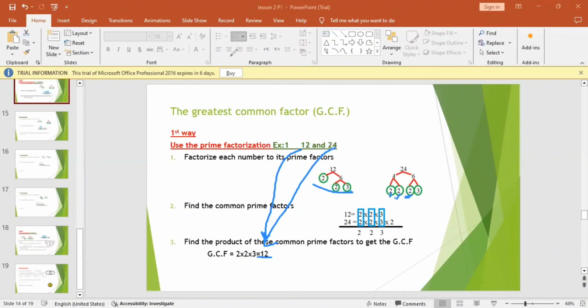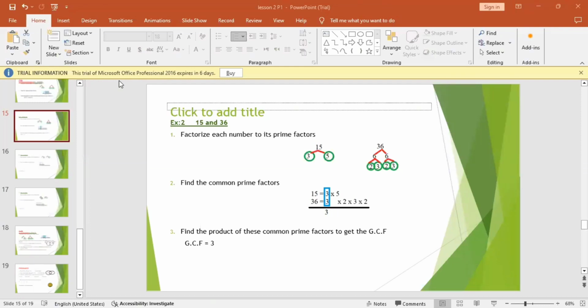First, we have to get the factors of 12 and get the factors of 24. Second, we have to find the common prime factors between them. When I put the factors on each other, I have to put 2 over 2 and 2 over 2, 3 over 3. And I don't have a 2 here, so put it out. Then find the common prime factors between them. Then multiply these common factors. Let's go to another example.